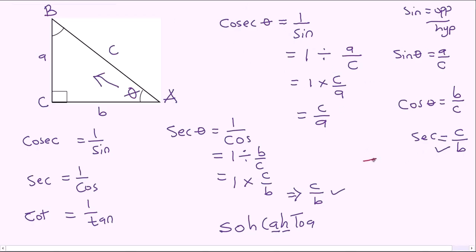Okay, lastly we'll have cot. C-O-T, cot theta, which is 1 over tan. So cot theta is equal to 1 divided by tan theta. Tan theta is opposite over adjacent, and our opposite is A over B. So taking the reciprocal, I'll have 1 multiplied by B over A, and we are going to be left with B over A. And that is just it. Nothing complex, nothing confusing. It's just for you to understand.